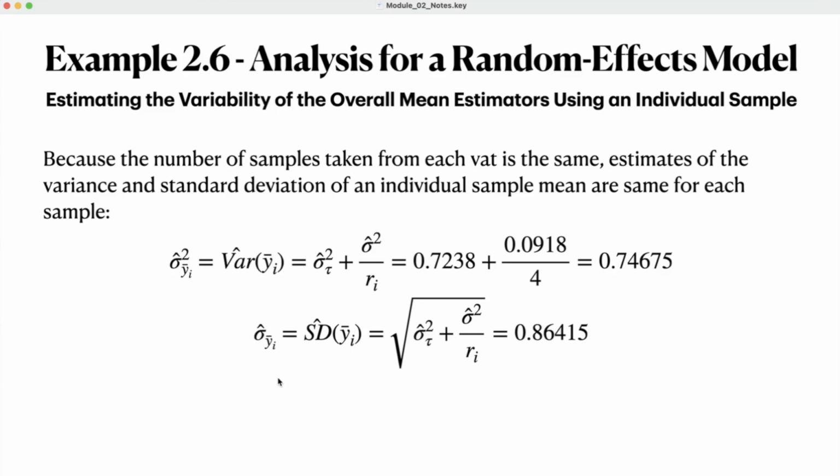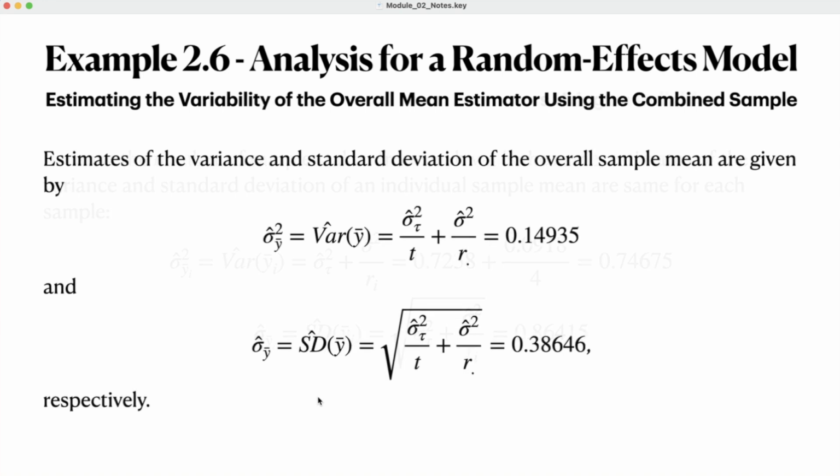So that is the estimated standard deviation of the sampling distribution of each of the sample means. And each of those sample means, remember, provides an unbiased estimate of mu, the overall population mean potency across all vats in the production run for the month.